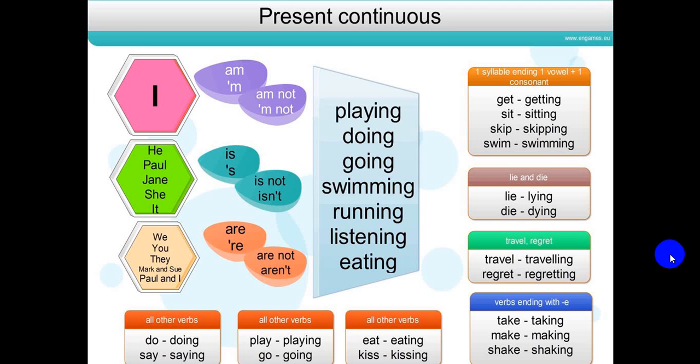هنا عندنا مخطط لاستخدام المضارع المستمر the present continuous. I am, I'm not. For example, I am not playing, I'm playing. I am going for example, or I am not going.